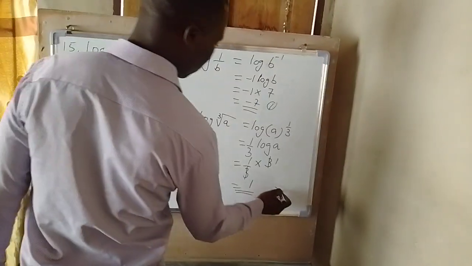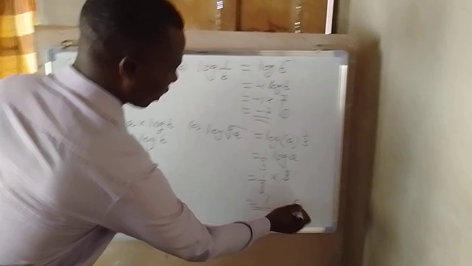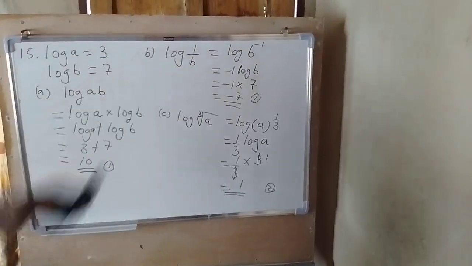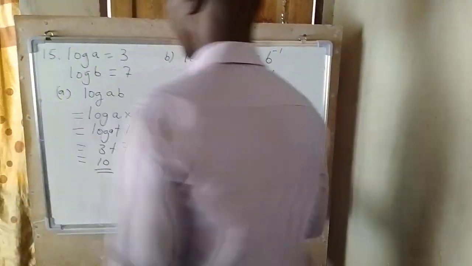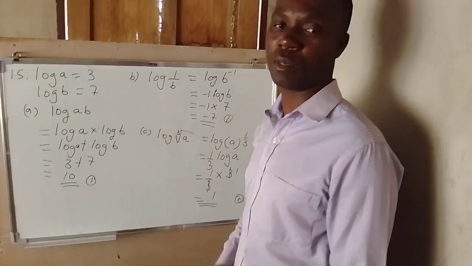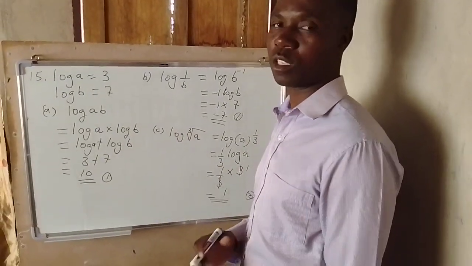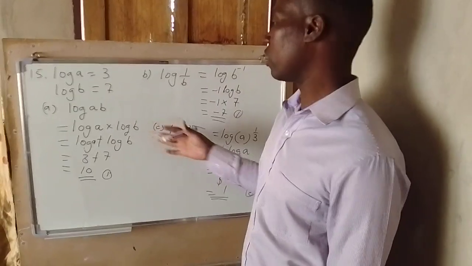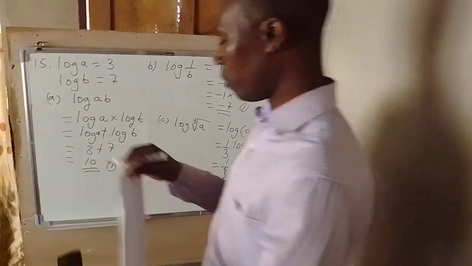This is for 2 marks. I think there's no problem here. These questions are very simple. We need to be very, very much familiar with the laws of logarithms for you to tackle these type of questions. Thank you very much.